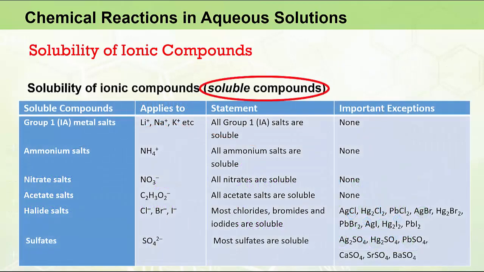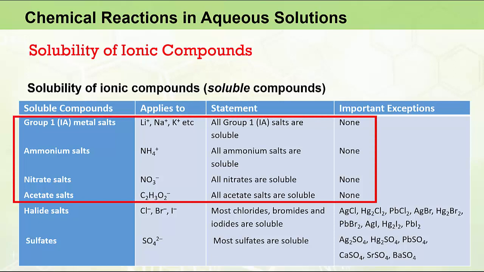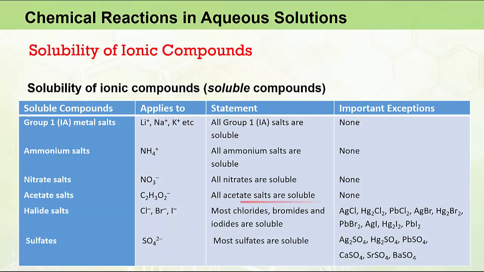This table here shows a list of soluble ionic compounds with some important exceptions. The first thing we can note is the long list of compounds that are soluble in water with no exceptions. So all group 1 metal salts, all lithium salts, all potassium salts, all sodium salts, etc. are all soluble in water, and there are no exceptions. All ammonium salts are soluble in water with no exceptions. The same is true of nitrate salts and acetate salts. All are soluble in water with no exceptions.